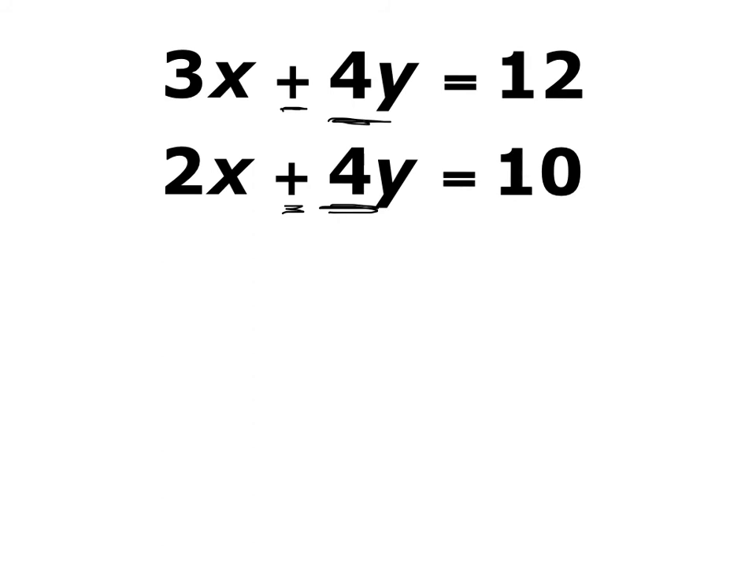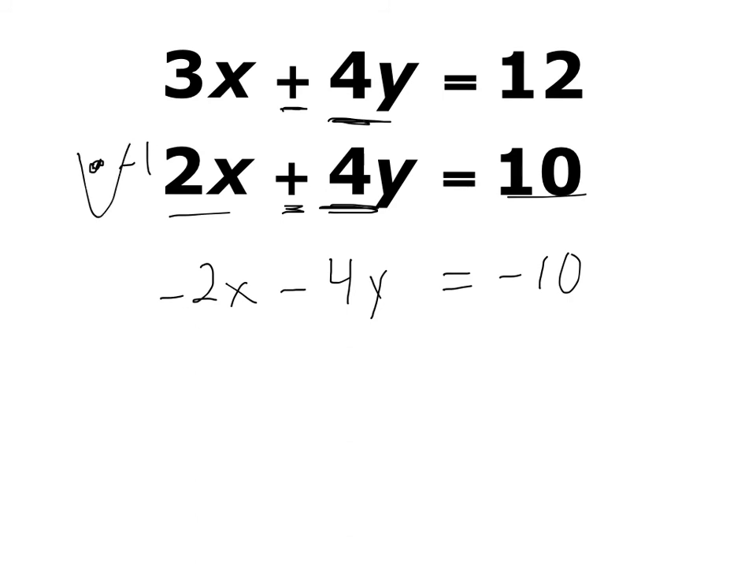Well, what do I have to multiply 4 by to get negative 4? Well, we need to multiply by negative 1 again. Okay, so I'm going to multiply that entire row by negative 1. So negative 1 times 2x would give us negative 2x. Negative 1 times positive 4y would give us negative 4y. And negative 1 times 10 would give us negative 10. Okay, so just like last time, this row is gone, and we're going to add these columns up.